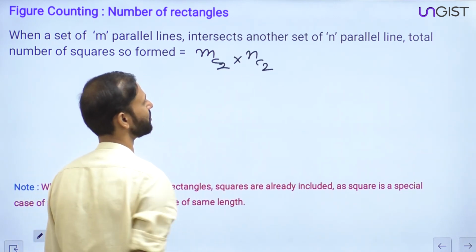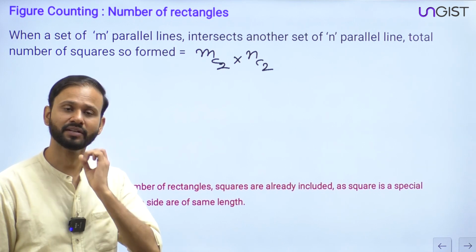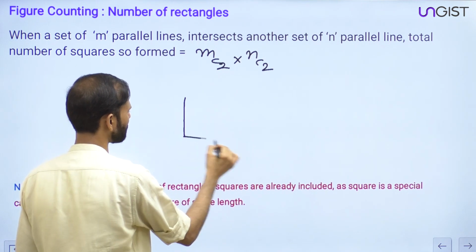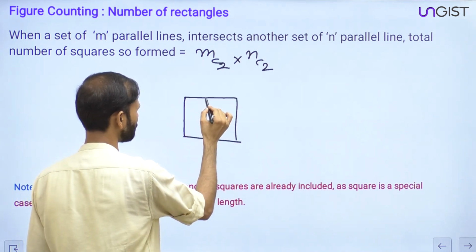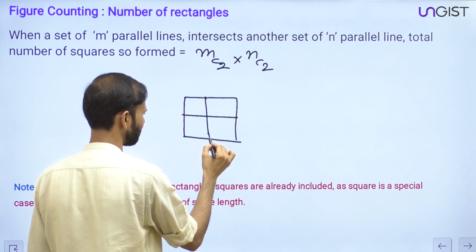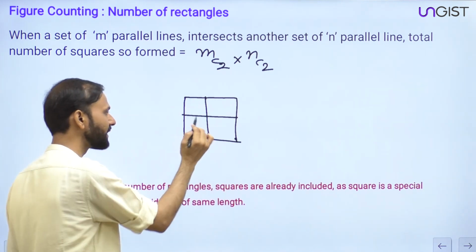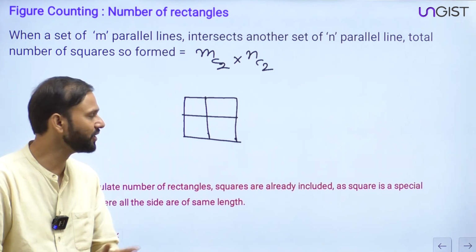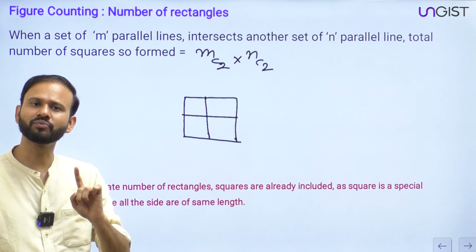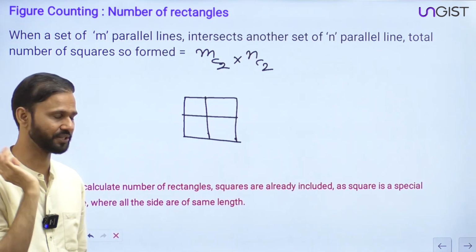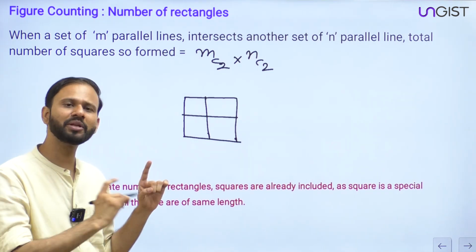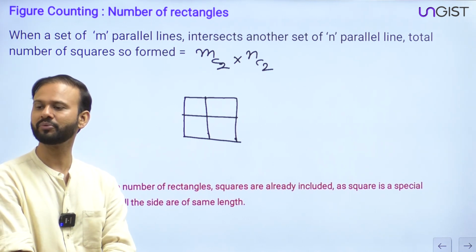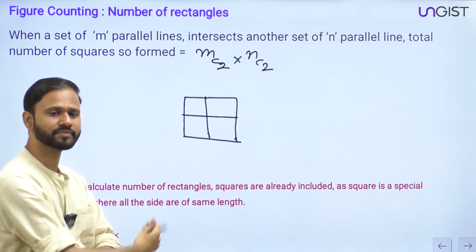You know how to use this formula. Suppose that, everyone, please mind it carefully, if I ask you how many total rectangles are there in this 2 by 2 order square grid, right? If you use this formula, then what are you going to get? Please check it now. Guys, can you tell me how many parallel lines are intersecting how many parallel lines over here?